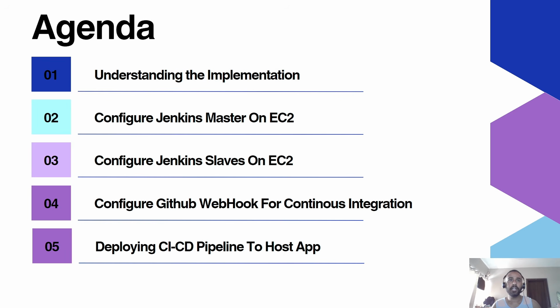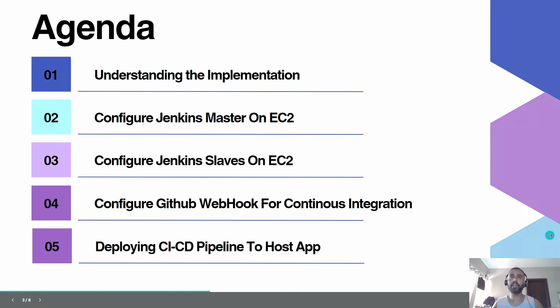Then we will look into webhook configuration, where we are going to create a webhook with GitHub so that we have continuous integration. As soon as I make any change to my code on GitHub, it will be automatically pushed by Jenkins onto our app server or the slave server. And at the end, we will deploy the CI/CD pipeline end to end, from continuous integration to continuous delivery. So let's get started with understanding our architectural diagram.